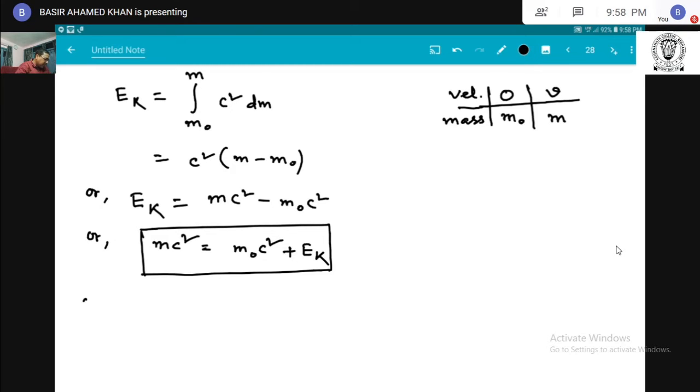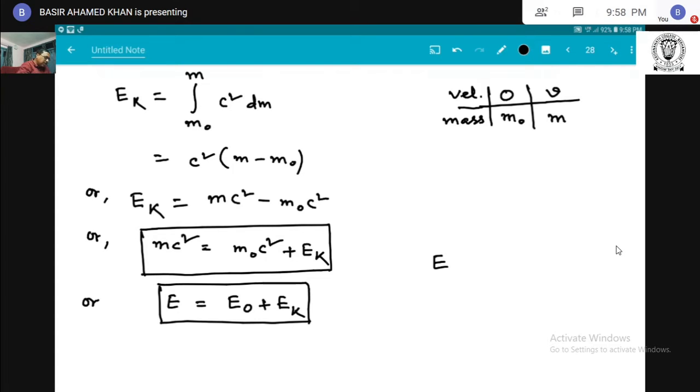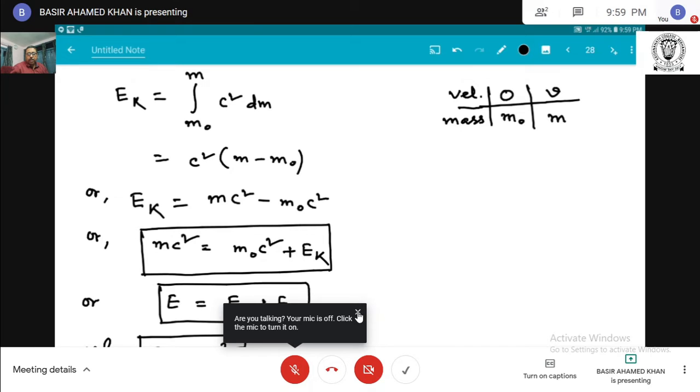That means we can write E equals E0 plus Ek, where E equals mc square. This is the famous energy mass relation of Einstein, E equals mc square. This E equals mc square represents the total energy of the particle.